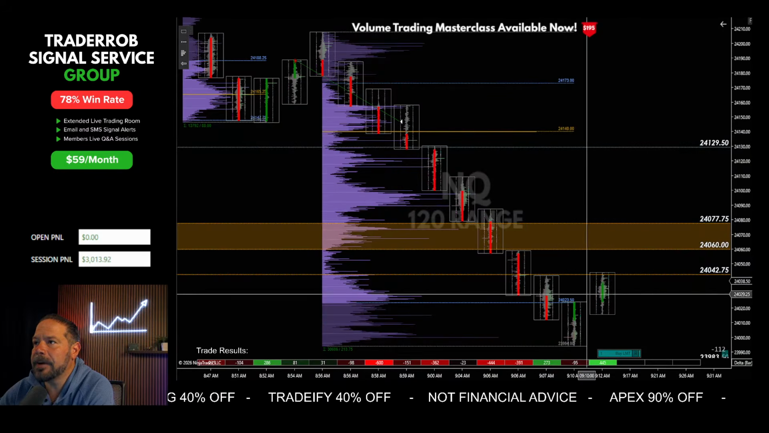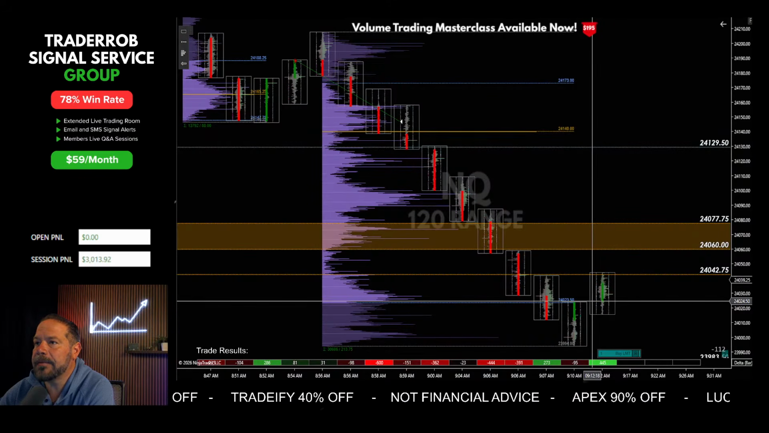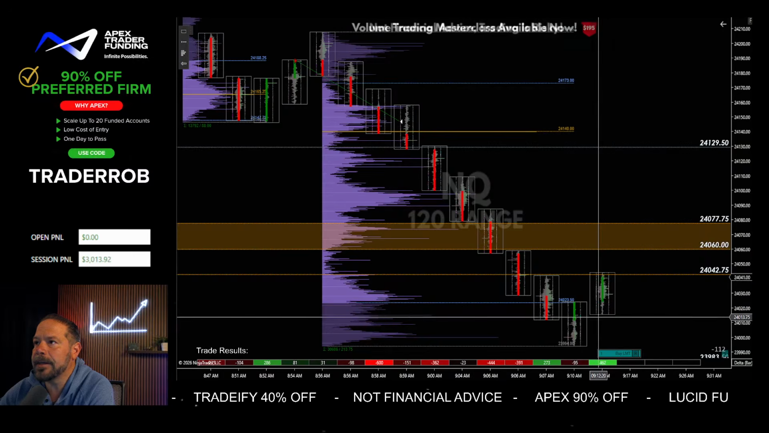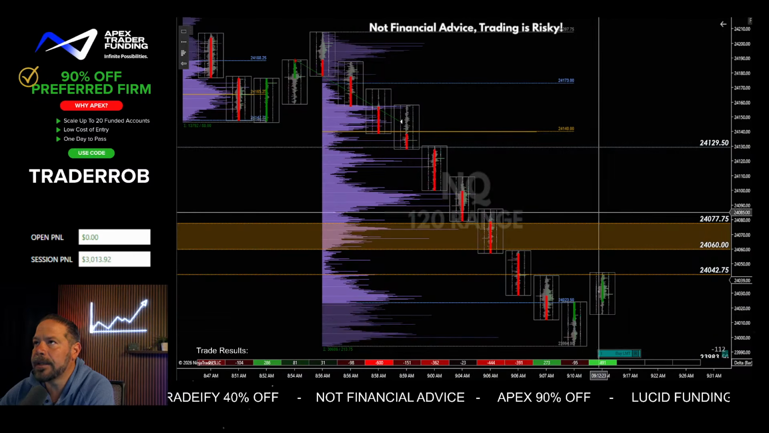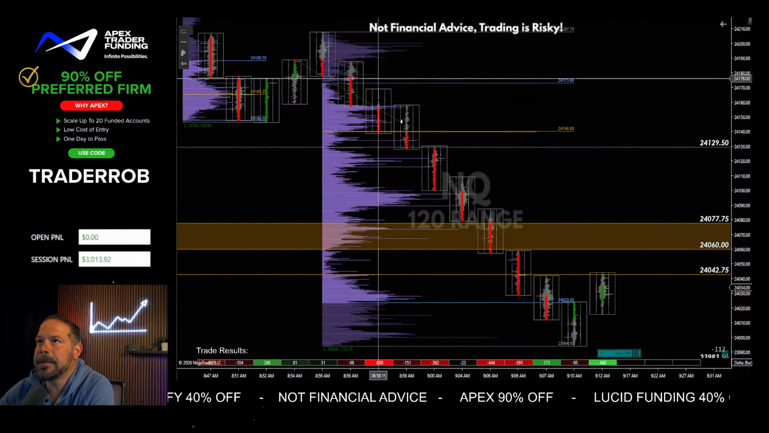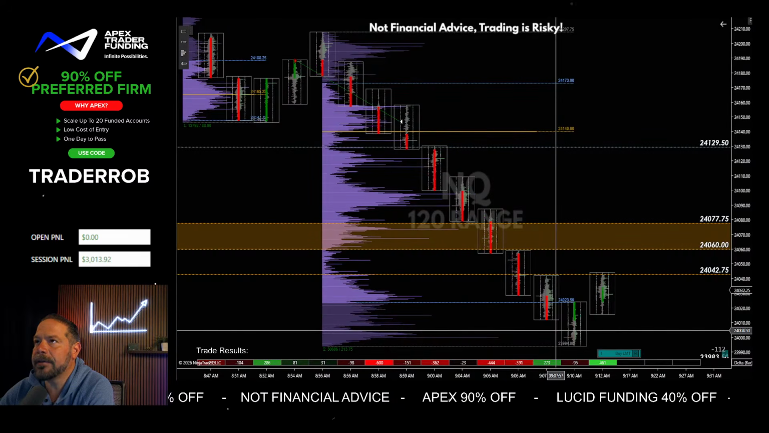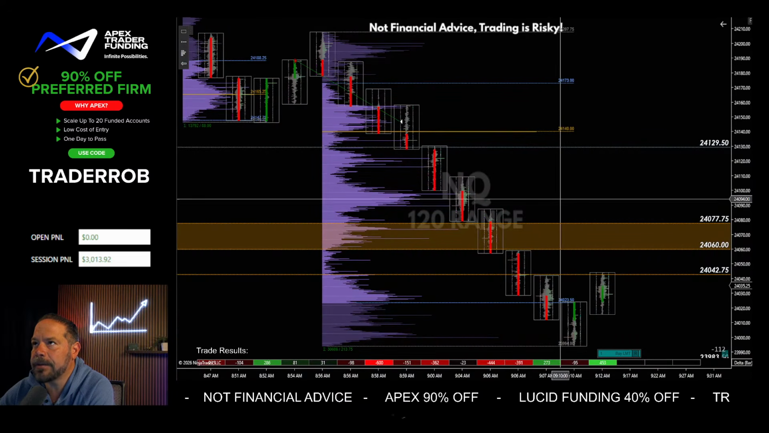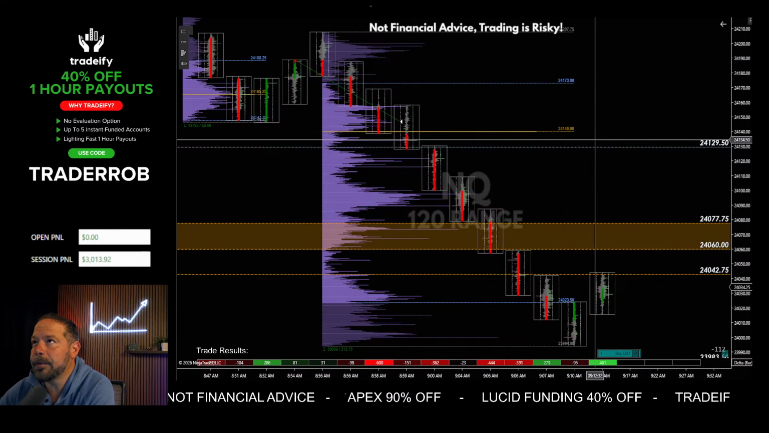And then again, you're just targeting back down to the fair value low area down here at the 24,023. So that's how this one would work out. This is a little bit bigger of a leg for me, so these are the ones that you have to be super cautious with. But very nice risk to reward here as well.